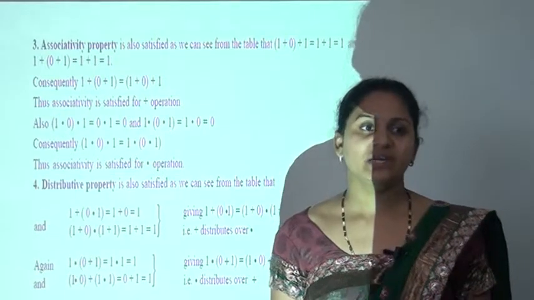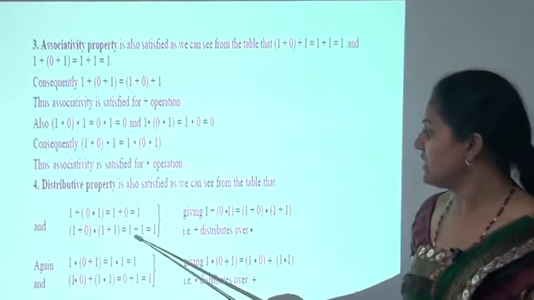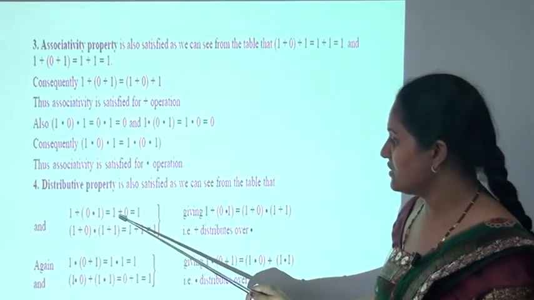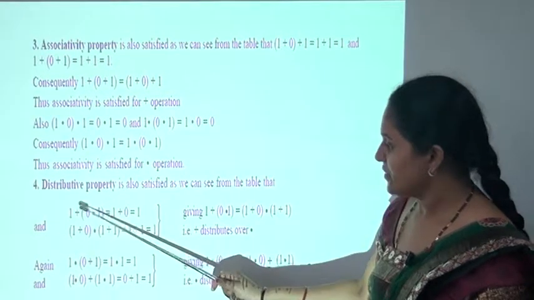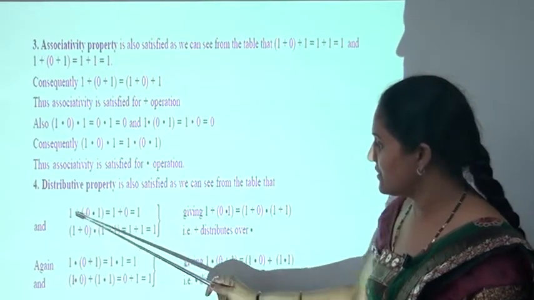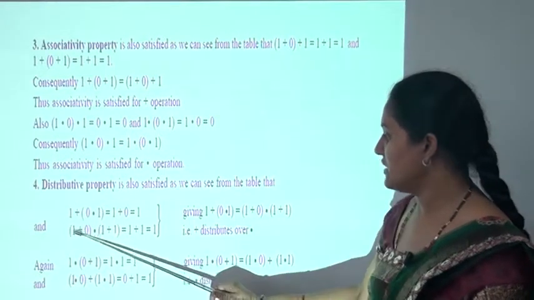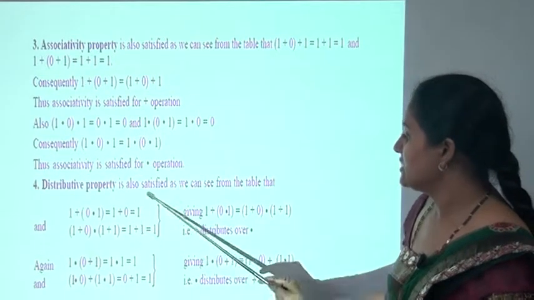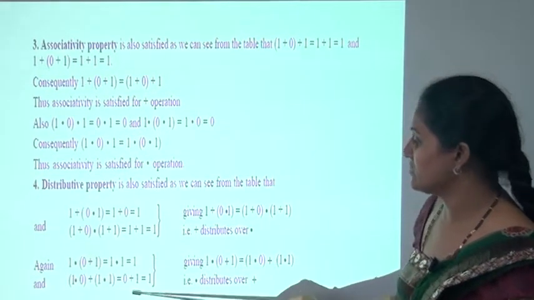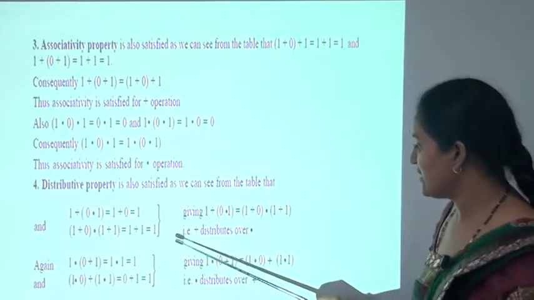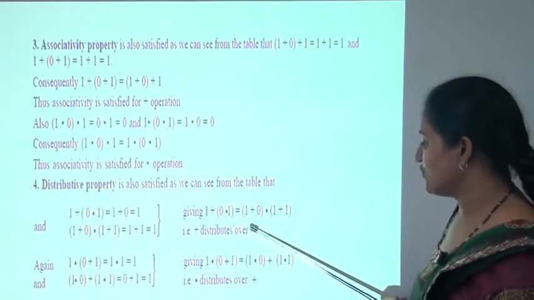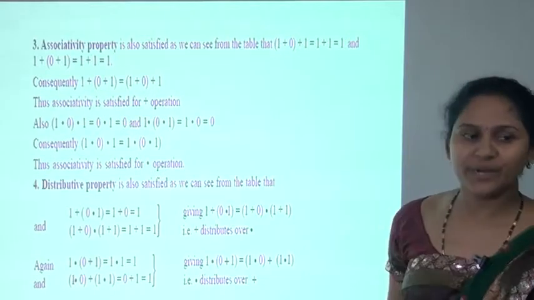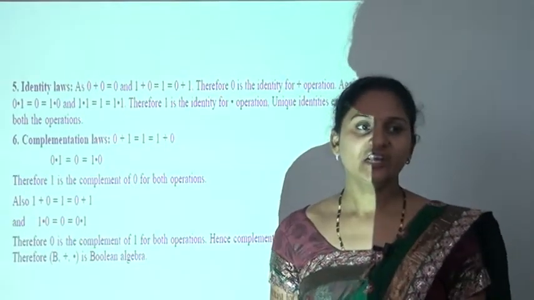Now the distributive property. We have shown here: 1 plus 0 dot 1 equals 1 plus 0 equals 1. For 1 plus 0 dot 1 dot 1 plus 1, that is equal to 1 plus 1 equals 1. So these two equations satisfy the distributive property. In the first, the plus sign distributes over the dot sign, and in the second, dot distributes over plus. These are the operators.